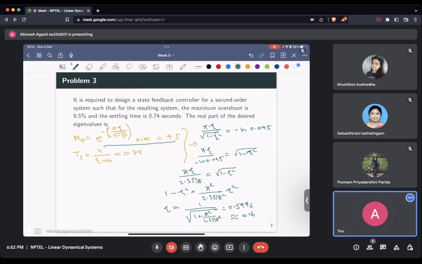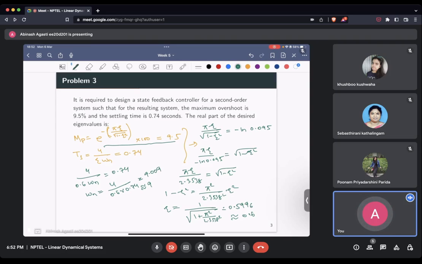Then 4 by 0.6 into omega n is equal to 0.74. So omega n is 4 by 0.6 into 0.74. So that gives me 9.009, which is roughly 9. Okay. Now what do I want?